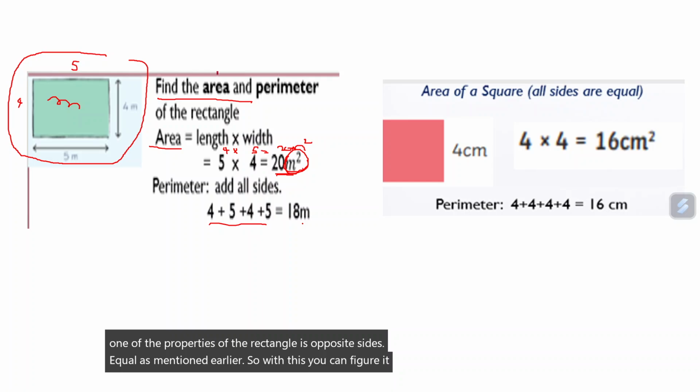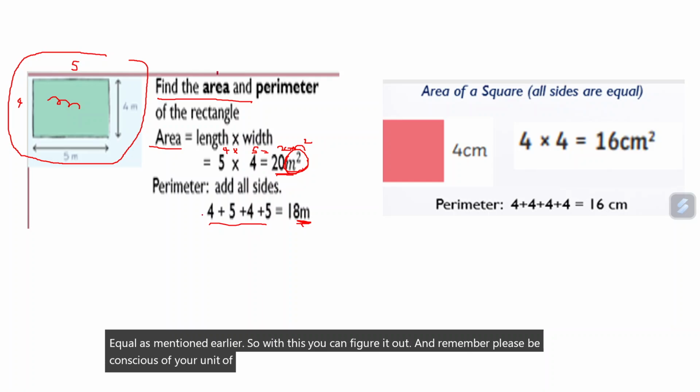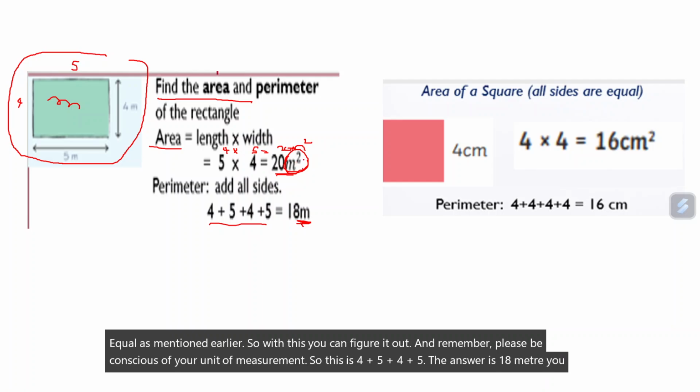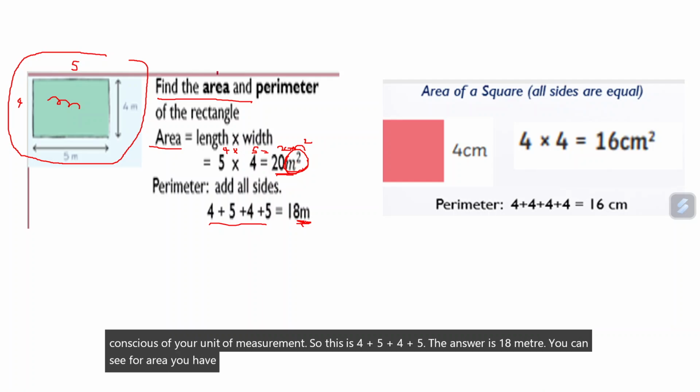And remember, please be conscious of your unit of measurement. So this is 4 plus 5 plus 4 plus 5. The answer is 18 meters. You can see that for area, you have 20 meters squared, but for perimeter, this is 18 meters.